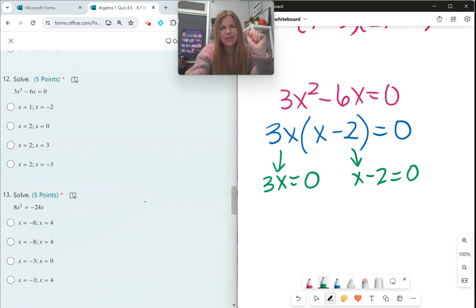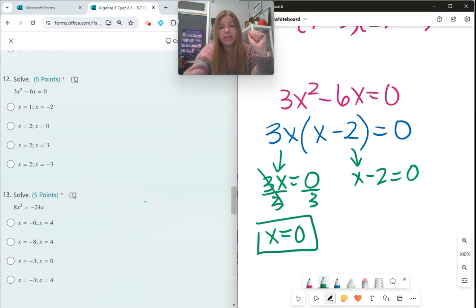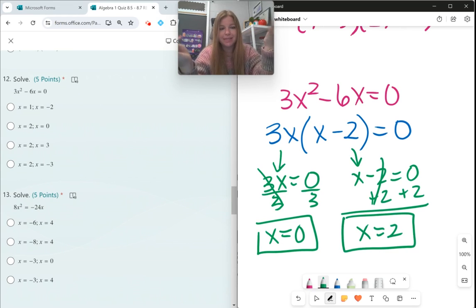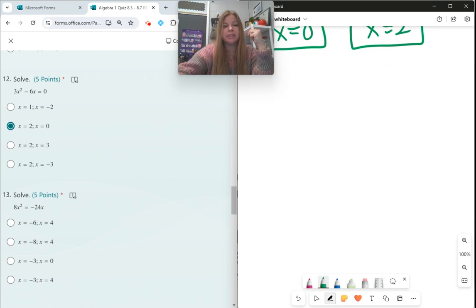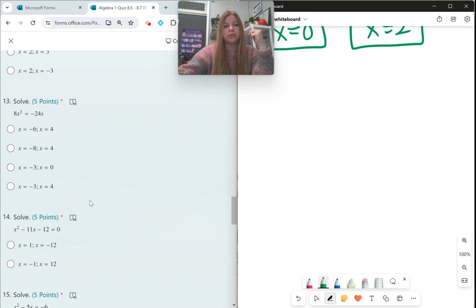When I set 3x equal to 0 and I divide both sides by 3, my first solution is 0. When I set x minus 2 equal to 0 and I add 2 on both sides, my second solution is positive 2. That's it. 0 and 2. Now, number 13 is very similar, but we'll have one little extra step to do.